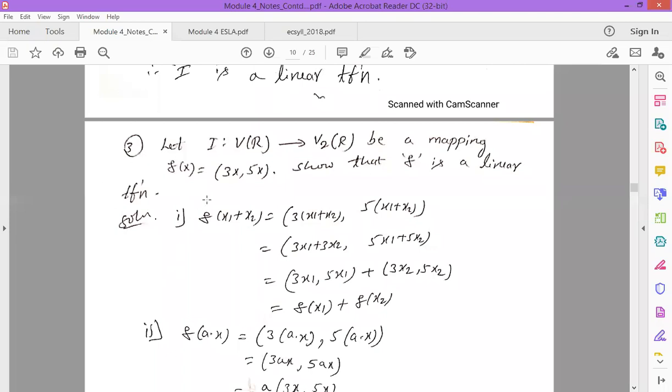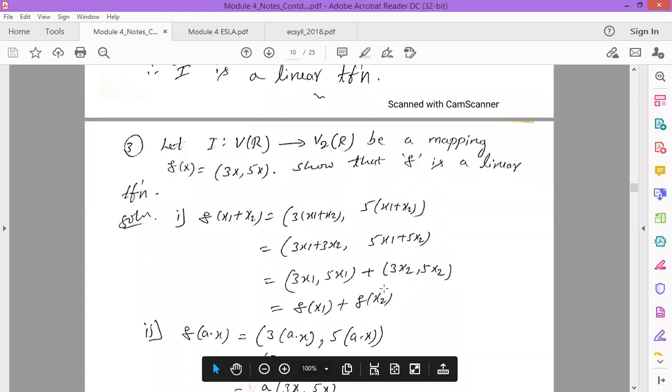So the first one is we are going to consider f of x1 plus x2, which is written as 3 into, in place of x, replace it by x1 plus x2. So here we'll be getting 3 into x1 plus x2, comma, similarly 5 into x1 plus x2. So here multiply the terms. So here we'll be getting 3x1 plus 3x2, comma, 5x1 plus 5x2. Separating the x1 terms and x2 terms, we write it as 3x1, comma, 5x1 plus 3x2, comma, 5x2. So here 3x1, comma, 5x1 represents f of x1, plus this represents f of x2. So here the addition operation is satisfied.